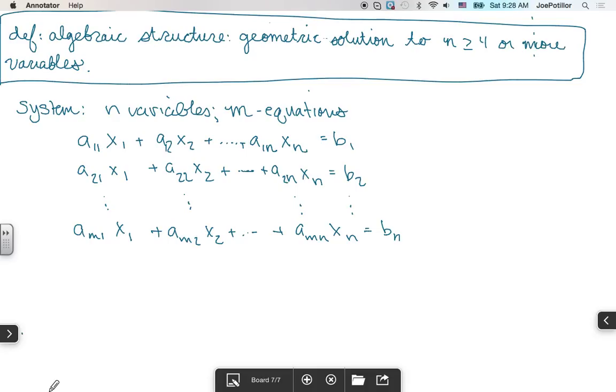So, we have the elementary row operations. That we have what we call the elementary row operations, which are things that we're allowed to do to help us find a solution.